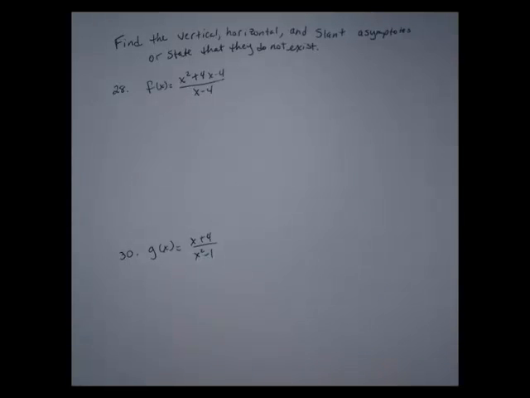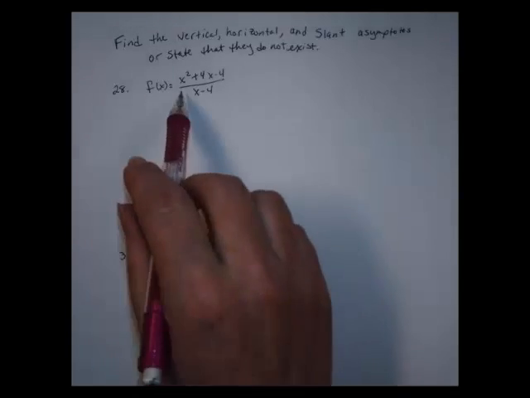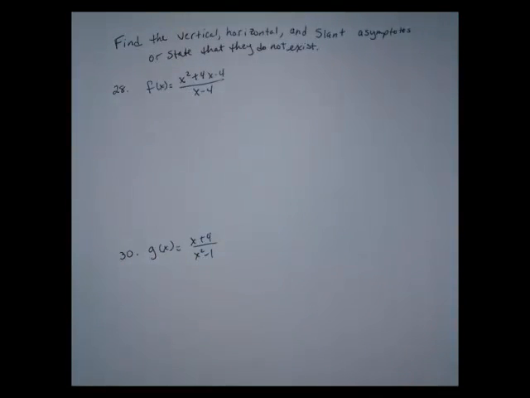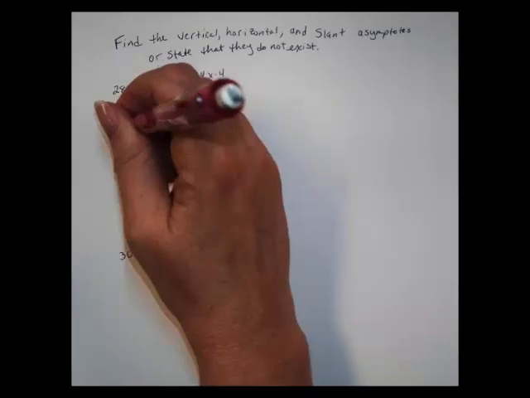So on these problems, we are looking at finding the vertical, horizontal, and slant asymptotes, or state that they do not exist. So on our first problem, we are looking at f of x equals x squared plus 4x minus 4 divided by x minus 4. So on our vertical asymptote, we are basically looking for the domain.